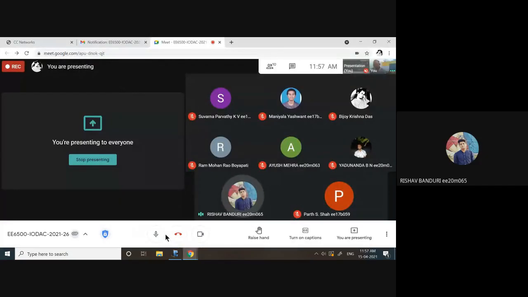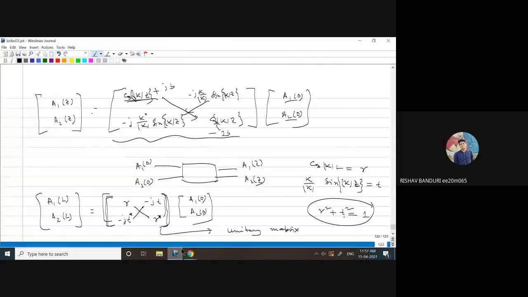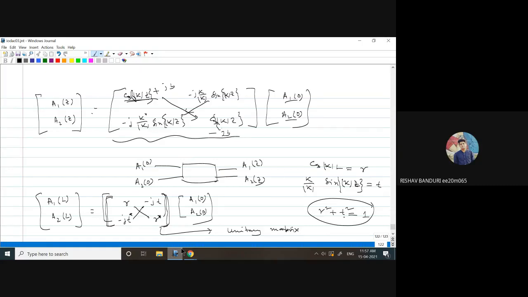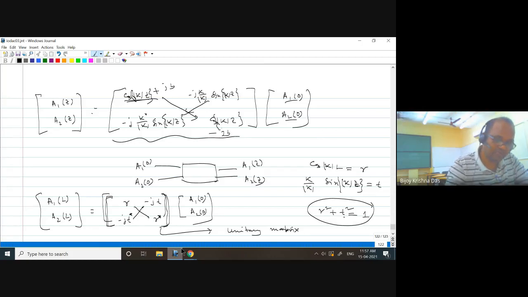Sir, we have two coupled equations for A1 and A2. Right. Instead of taking second derivatives and solving two second-order differential equations, can you use the matrix method for solving the differential equation? That is, constructing the matrix and then finding the eigenvalues.